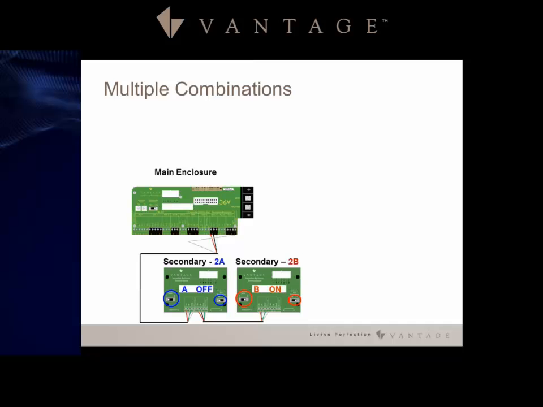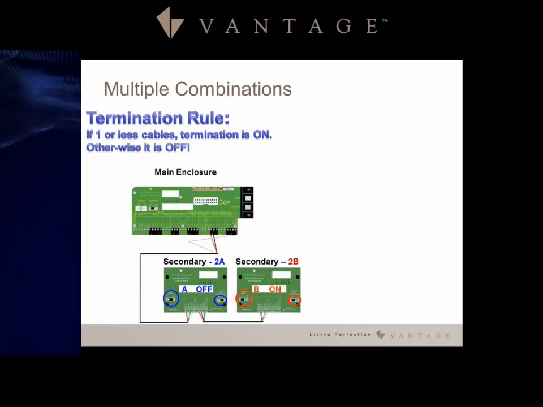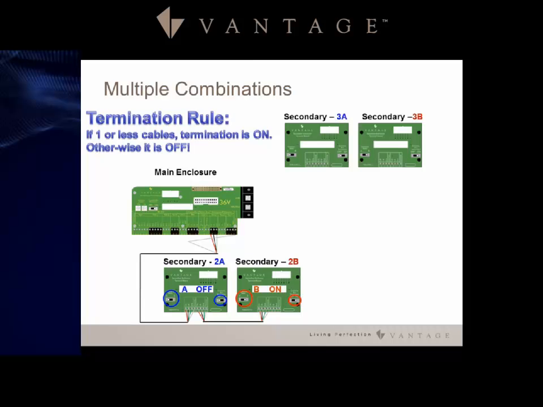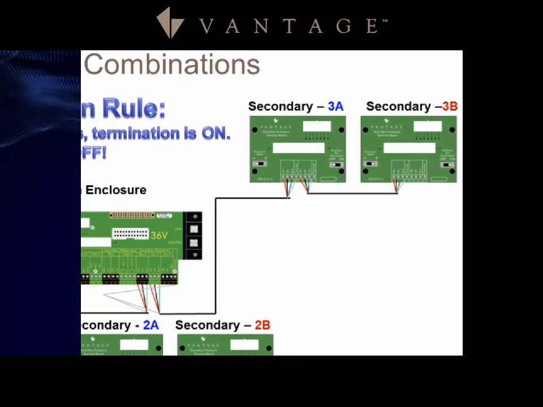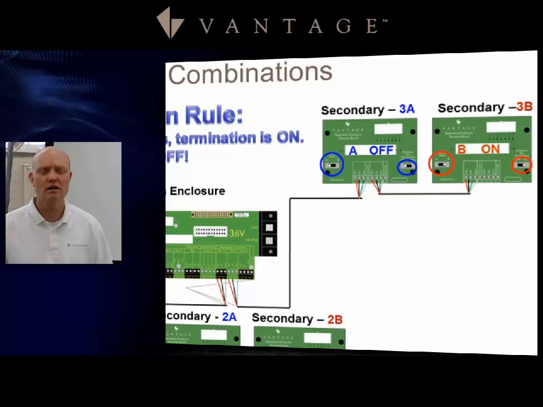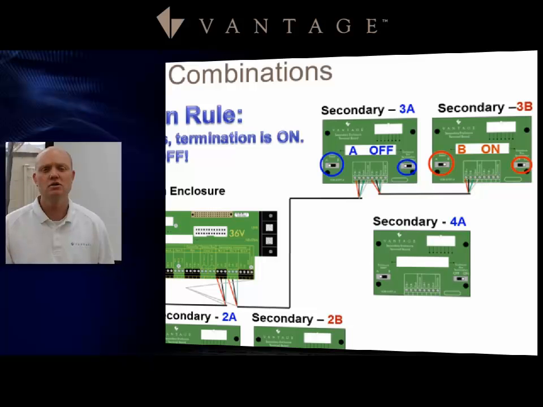So as we keep moving across, now I'm going to make sure that the termination rule is set. And then I'm going to go to my secondary enclosure 3A and 3B, and same thing where a single cable comes out of 3 and goes over to the A3 board, and then out of the A3 board over to the 3B board, and then I set my AB switch and my termination correctly. And now we're going to do an example with just a single secondary board.